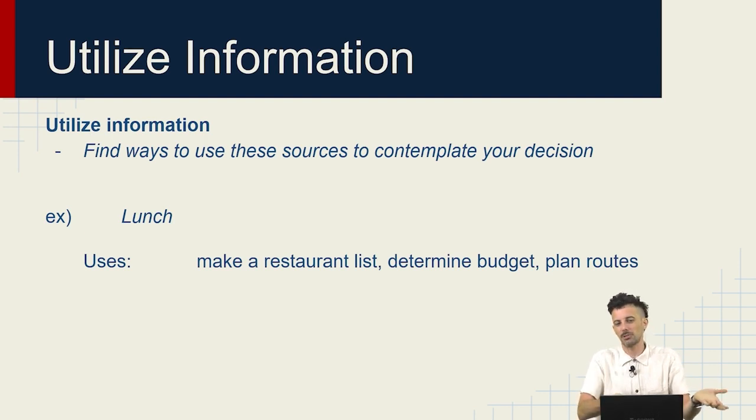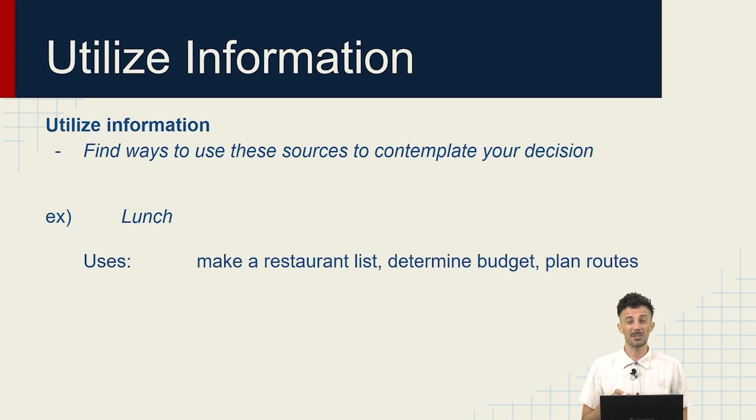So if you think about the lunch example I had earlier, if you think about uses of that information, you can work with your coworkers to make a restaurant list. You can use Google Maps and bloggers to determine a budget for what you can eat, like what foods were within your budget. And you can plan routes using Google Maps. So these aren't solving the question of what should I eat for lunch. They're kind of giving you a better viewpoint on how that information can be best used to figure out what's a good option.